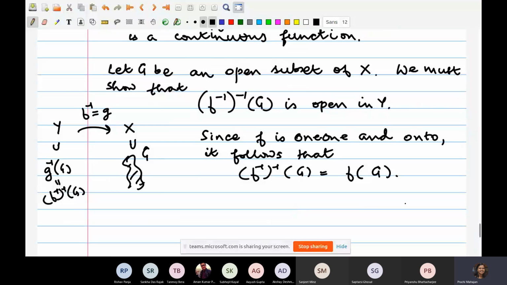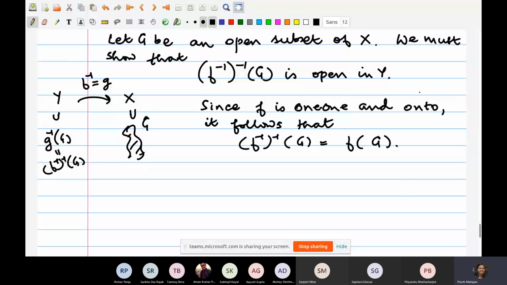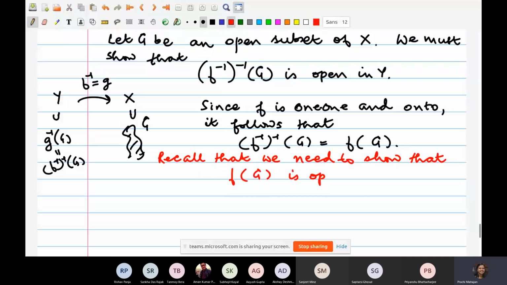Okay. So let's recall, what are we required to show? You start with G, an open subset of X. You will show that f of G is open in Y. So how do we do this? Let me remind ourselves that we need to show that f of G is open in Y. F of G is an open subset of Y. This is what we are trying to do.